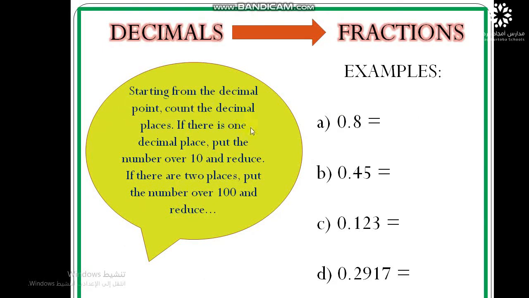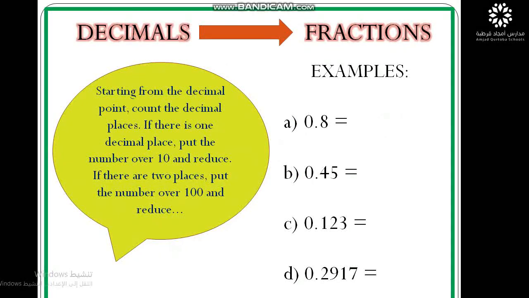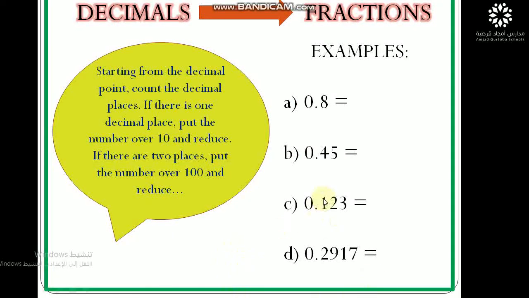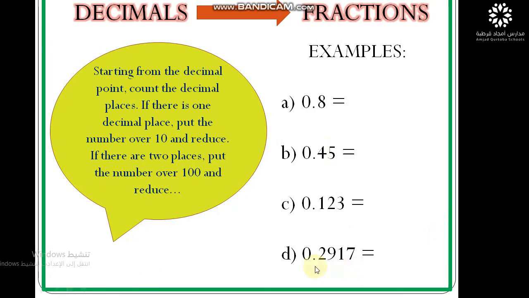Example, starting 0.8. How can I write it in fraction? You will write it 0.8, it will be 8 over 10. Excellent. 0.45. I have the decimal point after two digits, so it will be 45 over 100. Excellent. Now 0.123. It will be 123 over 1000. Why? Because the decimal point after three digits. Okay, 0.2917. It will be 2917 over 10,000. Excellent.